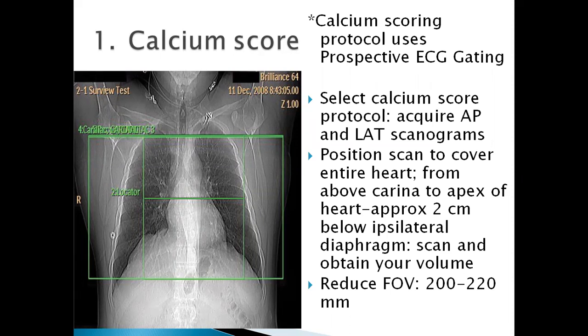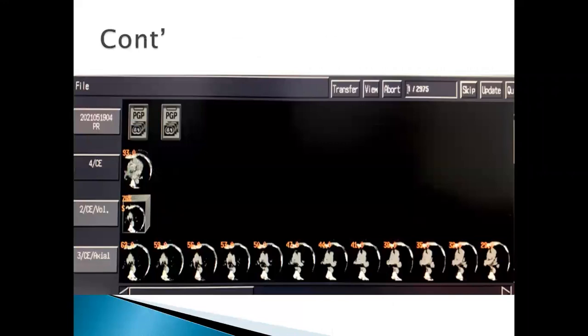You go 2 centimeters below and make sure you reduce your field of view in order to increase the image quality. Because remember, for this examination, you really, really want to have a good image quality in order to be able to pick out if there's any pathology, and also to make sure that you do not miss out any pathology.